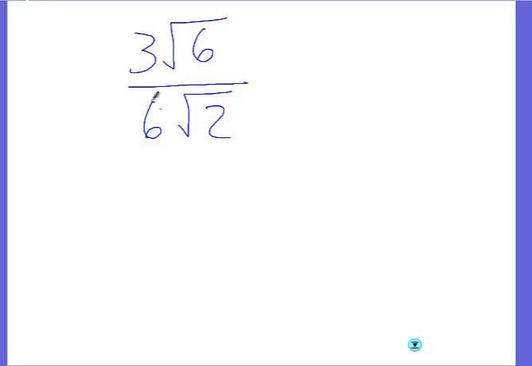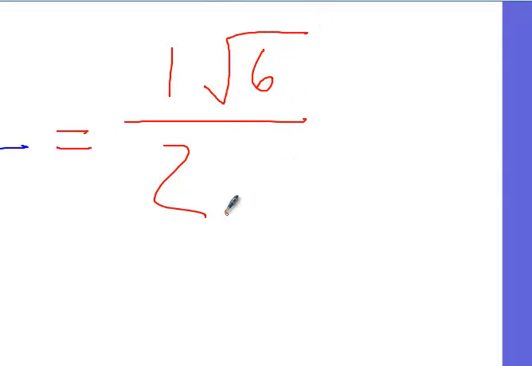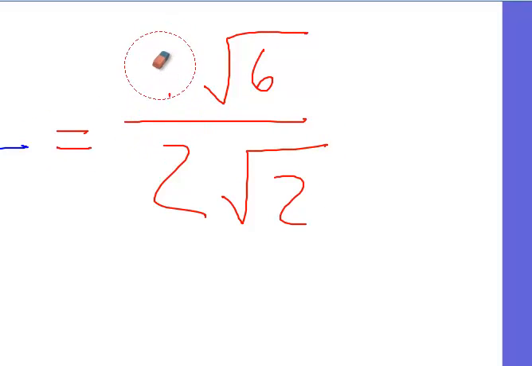Alright, 3 radical 6 divided by 6 radical 2. Alright, let's see if we can simplify anything first, just to make our life easier. Radical 6 we can't, radical 2 we can't. But if we notice, 3 divided by 6 becomes 1/2, and then it's still square root of 6, square root of 2. I'm going to erase this one so we don't get confused.